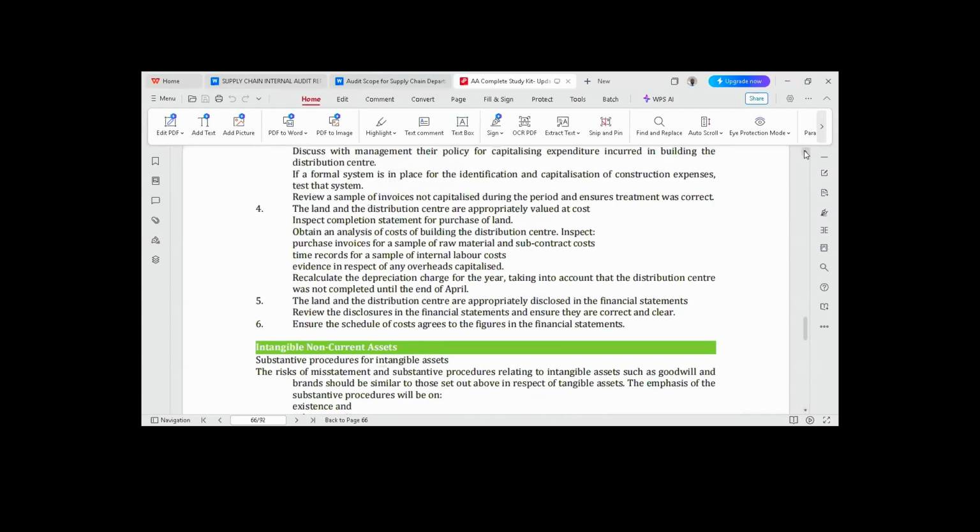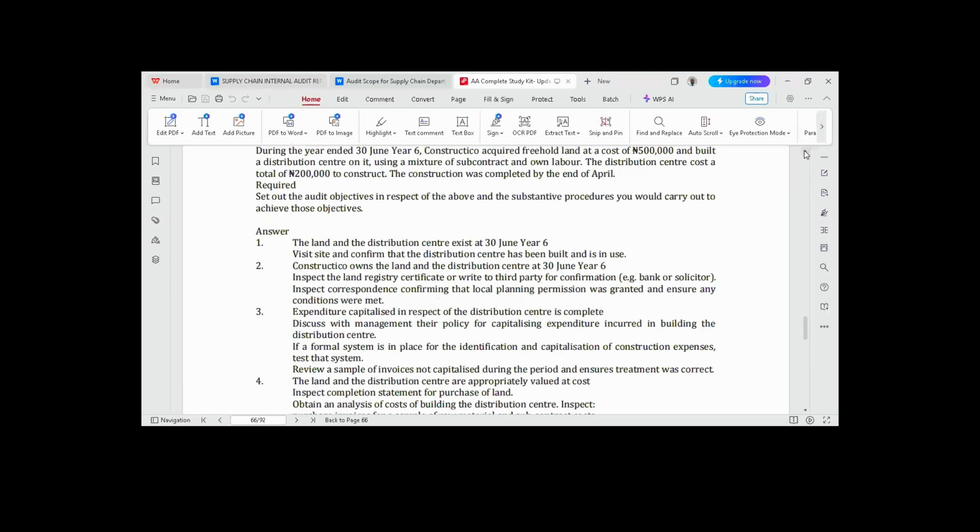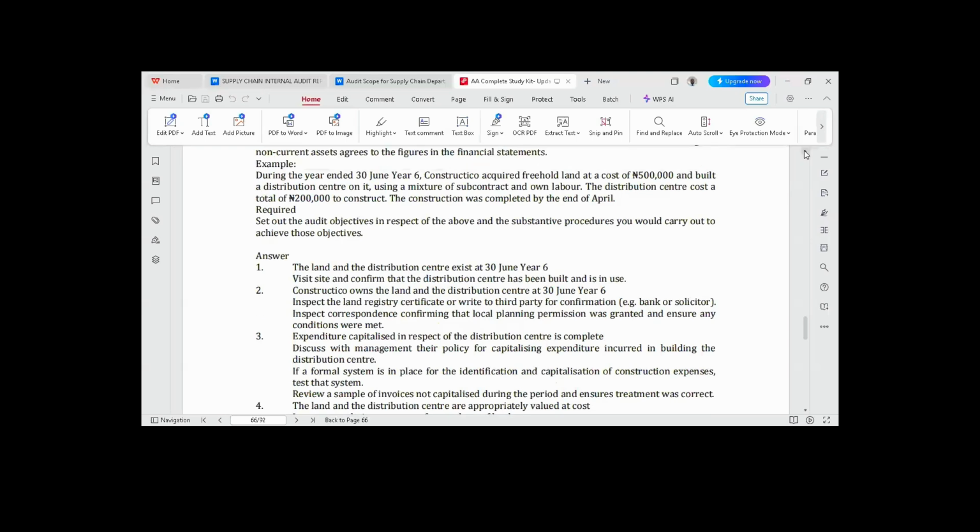So let's look at this question. They said during the year ended 30th June, year 6, the company acquired freehold land at a cost of 500,000 and built a distribution center on it using a mixture of subcontractors and own labor. The distribution center cost a total of 200,000 to construct. The construction was completed by end of April.